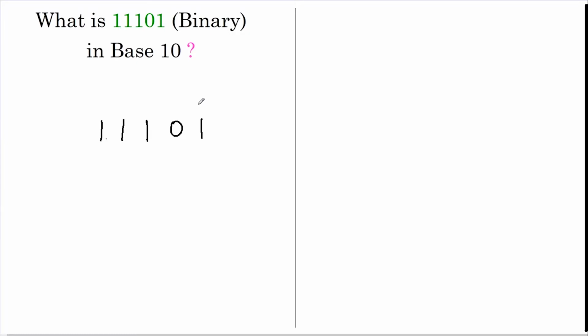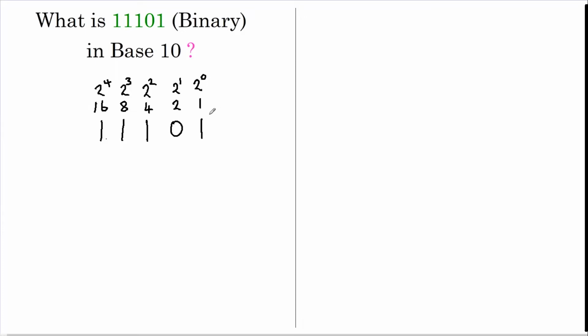This first column here is the units column. And the next column are the 2s, and then 4s, 8s, 16s, etc. Each column is a power of 2. So this is 2 to the power of 1, this is 2 to the power of 2, this is 2 to the power of 3, and this is 2 to the power of 4. The units column is actually 2 to the power of 0.